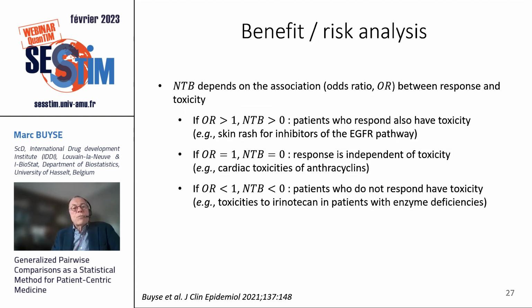Now, if the odds ratio is greater than 1, then that means that patients who respond are also likely to have a toxicity. So that's a positive correlation between the two outcomes. And there are examples of this in cancer treatment. For example, if you give an inhibitor of the EGFR pathway to patients who have lung cancer or some other forms of advanced disease, they may get skin rash. And the skin rash is a toxicity that's due to the effect of this drug.